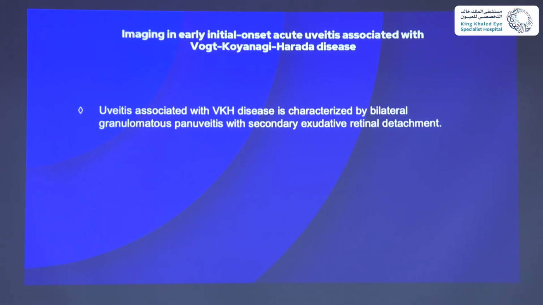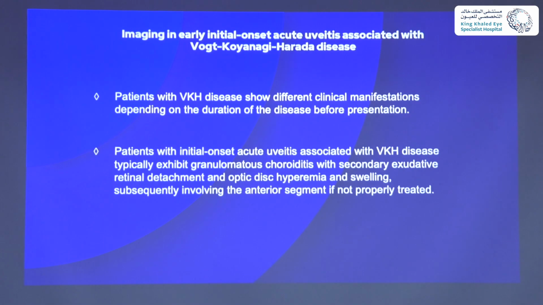So uveitis associated with Vogt-Koyanagi-Harada disease is bilateral. There is no unilateral VKH. It's a granulomatous choroiditis, and the exudative retinal detachment is a secondary phenomenon. So the exudative retinal detachment is secondary to granulomatous choroiditis, and I'm going to explain later. We have to know that this is the most important staging of the disease. So the clinical manifestations at presentation depend on the duration of the disease before presentation.